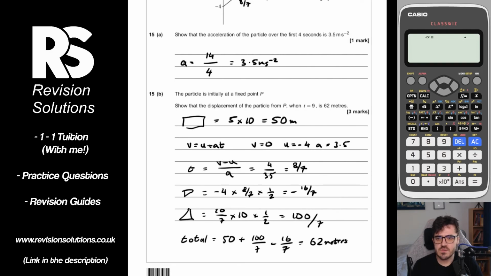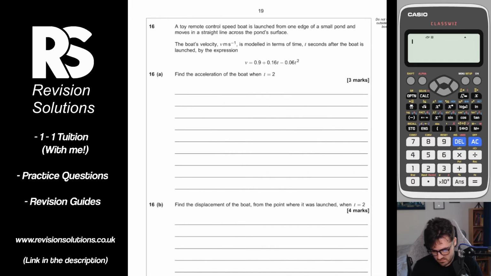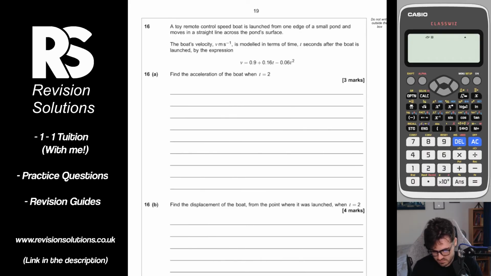Moving on now to question 16. It says, a toy remote control speedboat is launched from one edge of a small pond and moves in a straight line across the pond surface. The boat's velocity v in meters per second is modeled in terms of time t seconds after the boat is launched by the expression v equals 0.9 plus 0.16t minus 0.06t squared. So find the acceleration of the boat when t equals 2.